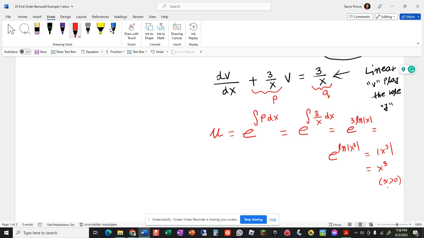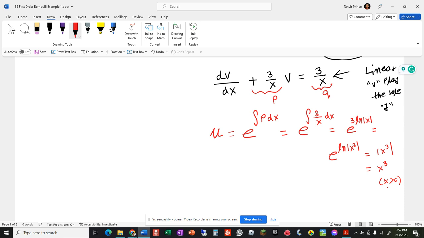Otherwise, you have to divide into two parts. First solve when x is bigger than 0, and then solve when x is less than 0, and end up with two branches of the solution. If you want, you can do that. But we're not going to be that formal for the moment.